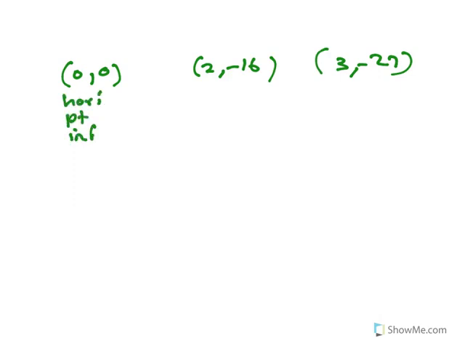So we now have (0, 0), (2, -16), and (3, -27). This one's a horizontal point of inflection. This one is just the inflection in between the two stationary points, but it's not a stationary point. And this one here is a local minimum.